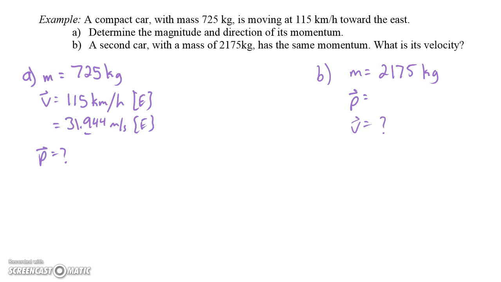We've got a compact car with a mass of 725 kilograms moving at 115 kilometers an hour toward the east. Determine the magnitude and direction of its momentum. Okay, easy enough. For mass, we're given the velocity in kilometers an hour. We don't like kilometers an hour. We want to use meters per second always. So we have to convert that, divide it by 3.6, and you get 31.944444 meters per second to the east.